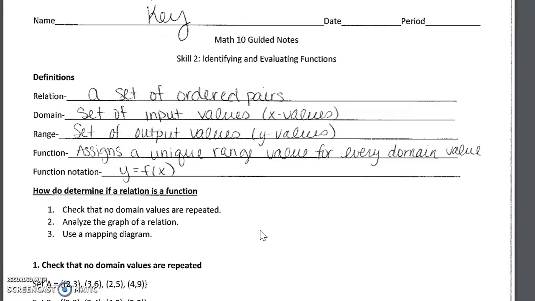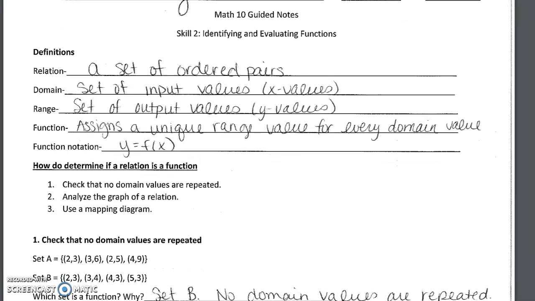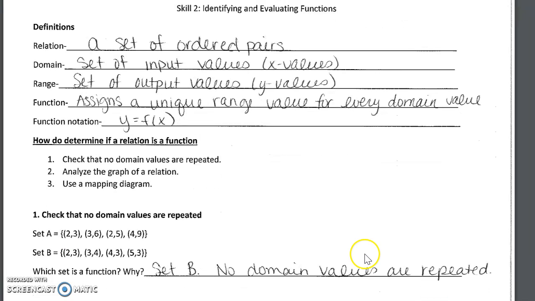Okay, let's go ahead and look at the example that we have on there. It says check that no domain values are repeated. So you've got set A: (2, 3), (3, 6), (2, 5), (4, 9). Set B has (2, 3), (3, 4), (4, 3), (5, 3). Now, you can already see the answer: which one is a function and why is set B. This is what I want you to look at. Do you see that 2 is an input and it goes to 3? But over in your second ordered pair, 2 is an input and it also is paired with 5.